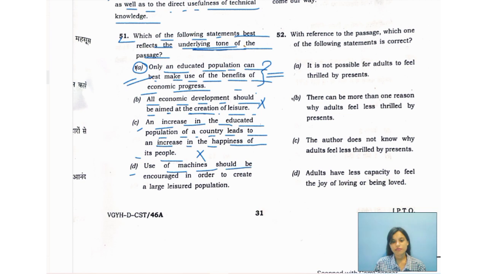Number D says use of machines should be encouraged in order to create a large leisure population. No, the paragraph is not at all focusing on leisure, okay? It's focusing on advancement of our society, which we can make by getting ourselves so educated that we can enjoy the technological advancements, okay? It's not about leisure. We shouldn't be sitting idle, of course. That's not the main focus of the paragraph. So yeah, of course, number A will be the correct one. Let's move over to question number 52.